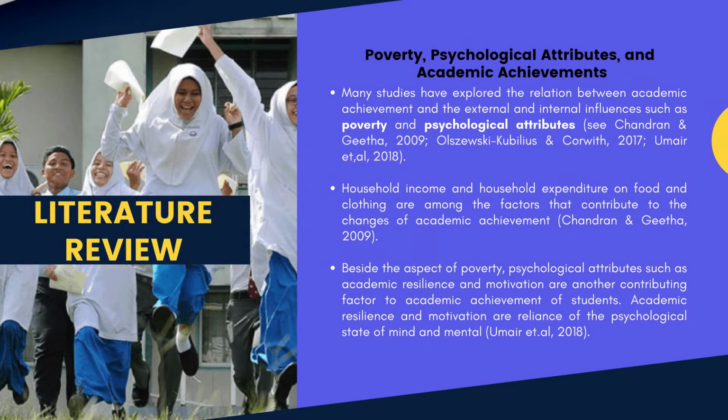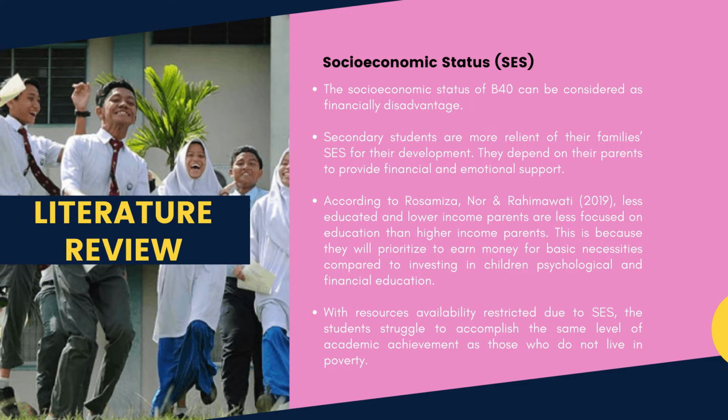In terms of literature review, many studies in past years have found the link between poverty and psychological attributes to students' academic achievement. Household income and household expenditure, as well as academic resilience and motivation, affect academic achievement. Studies found that less educated and lower income parents are less focused on education, which will affect secondary students as they are more reliant on their parents to provide financial and emotional support. Students may also struggle to achieve the same level of academic achievement as their peers due to this.